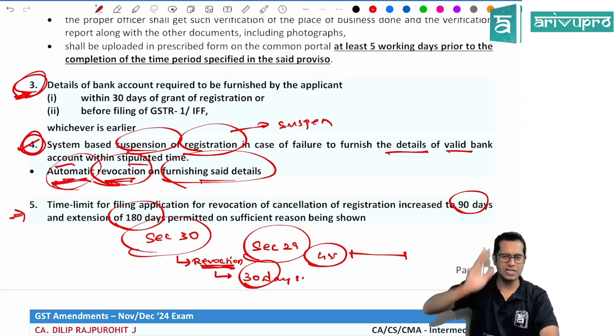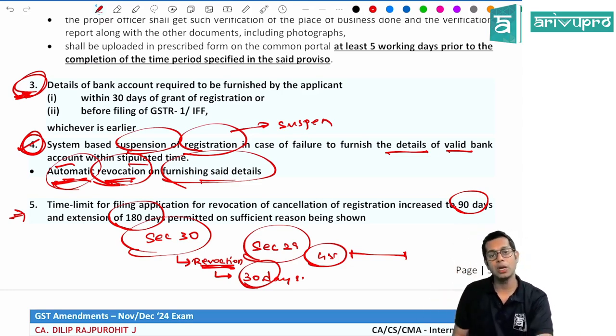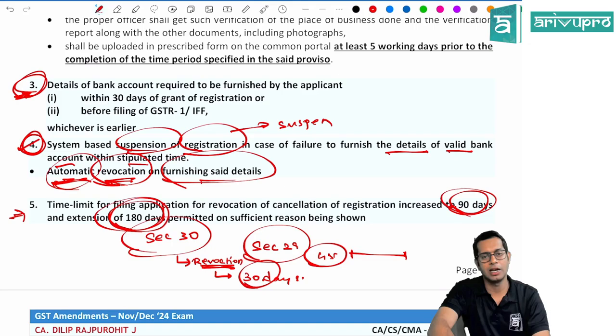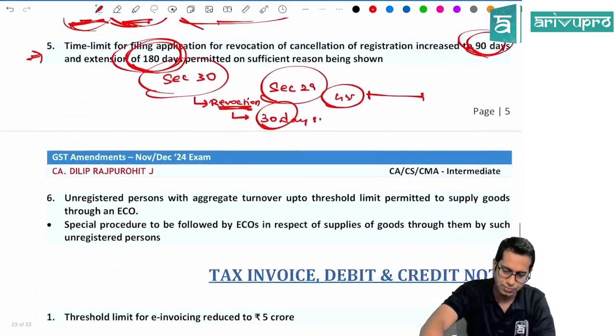So if the GST officer has cancelled my registration, I can apply for revocation. Within how many days can I apply? Earlier within 30 days, now within 90 days I can apply for revocation, and this can be extended up to 180 days.